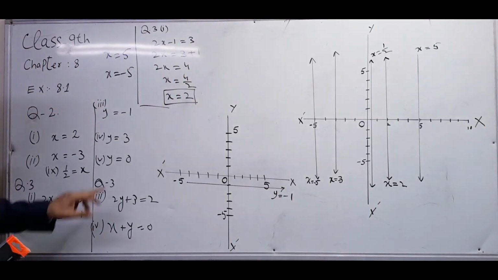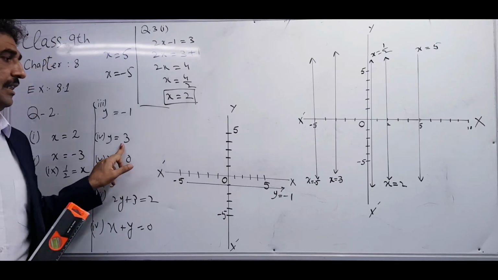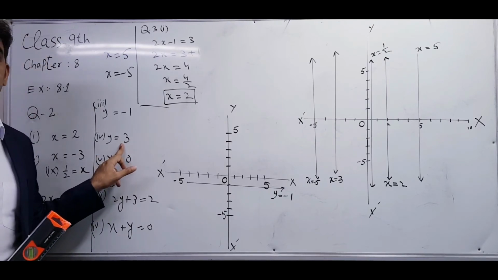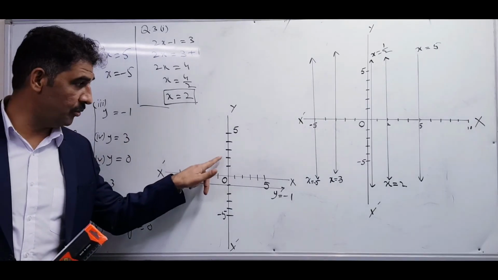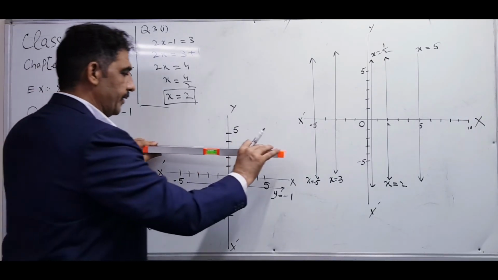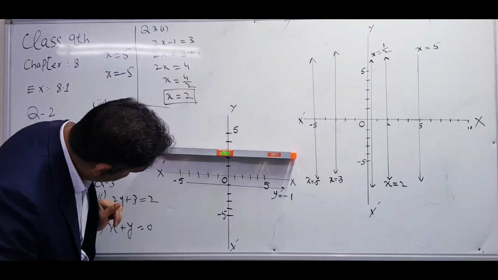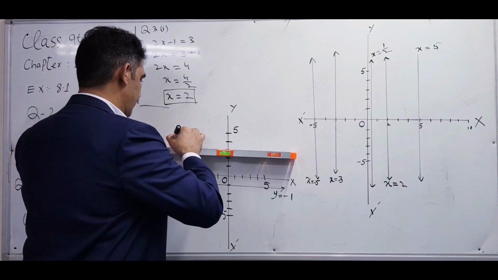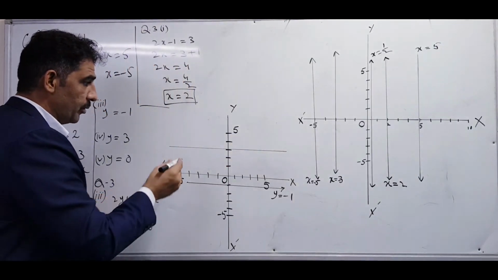So next line, what is that? y is equal to 3. So where is that? 3 on the y-axis. 1, 2 and 3. Good. So right here. Parallel. Okay, straight. So y is equal to 3.